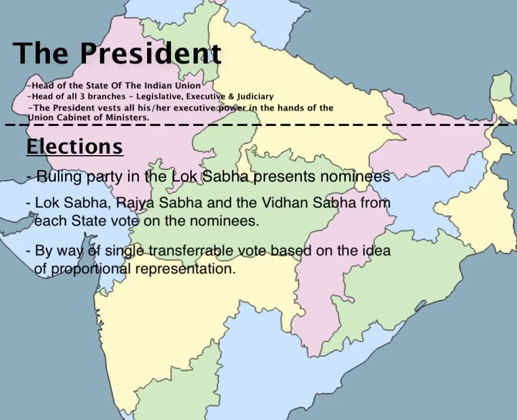We will not delve into the details of those mechanisms over here, but for the sake of this discussion, let's just remember that the President is elected by the members of the Lok Sabha, the Rajya Sabha and the members of the state assemblies. An incumbent president can also run for re-election if he or she chooses.